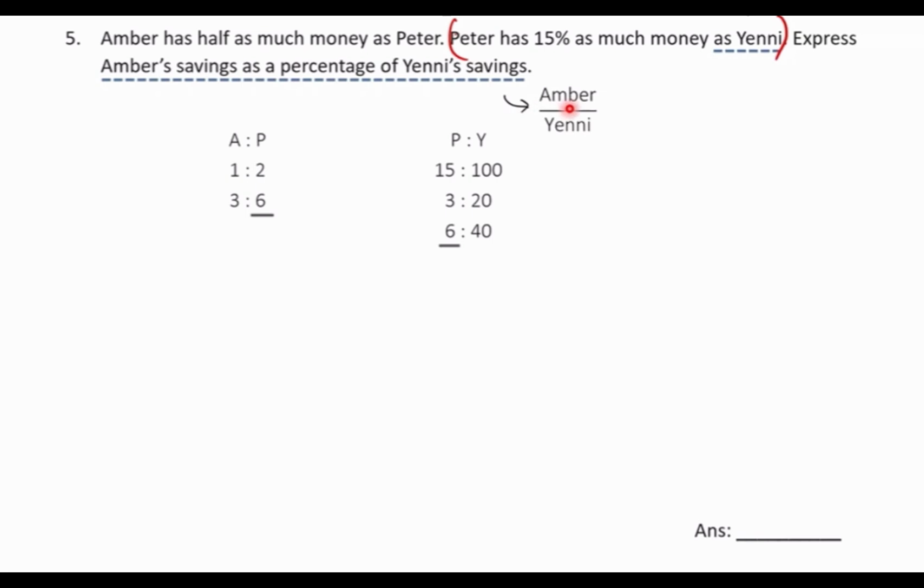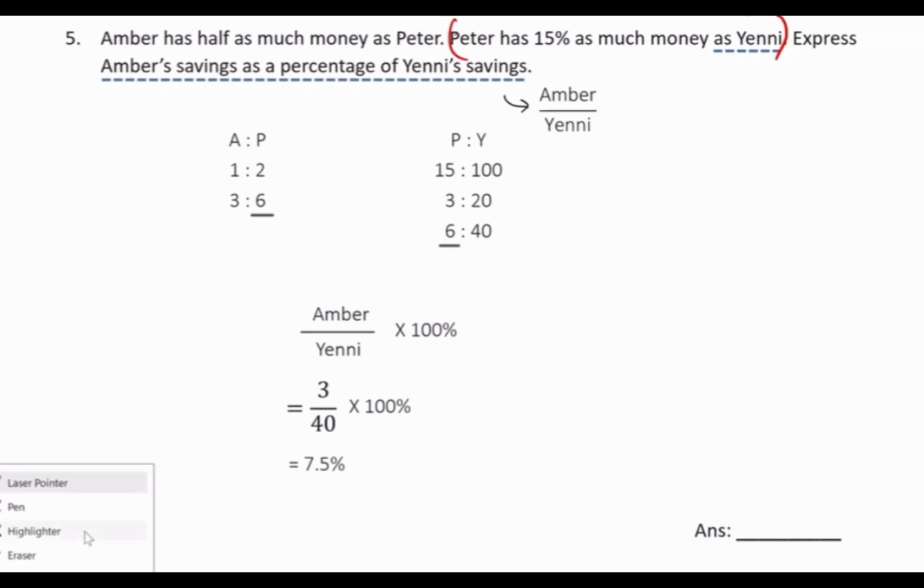Olivia, yes, correct. So this one, this Amber over Yenny, right? Then you want percentage, times 100%. Amber is 3, Yenny is 40, times 100%. Okay, so the answer is 7.5%. Now remember to write down the percentage sign for this 100. It's like a unit. So you just write it down, but do not key it into your calculator. It should be times 100, not times 100%. Don't type percent into your calculator.